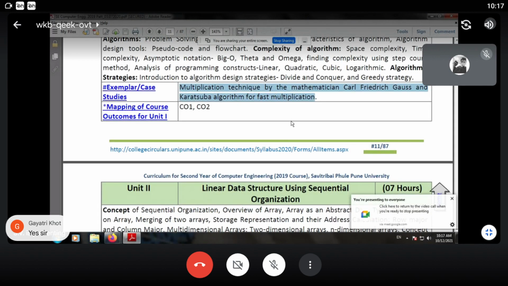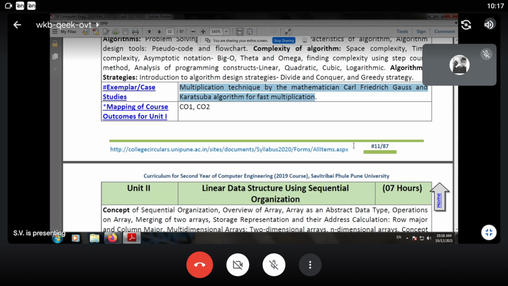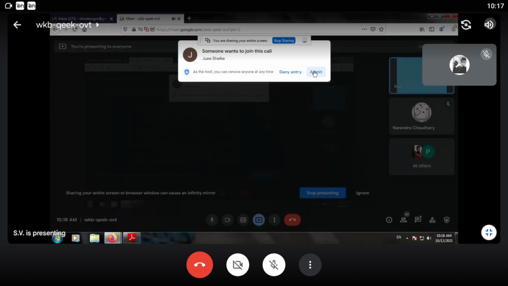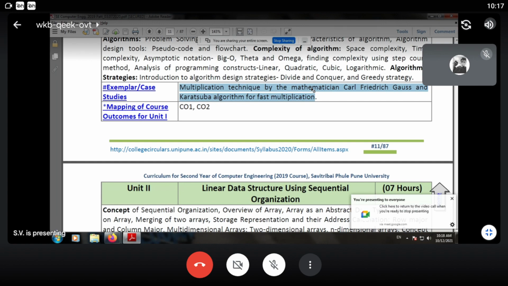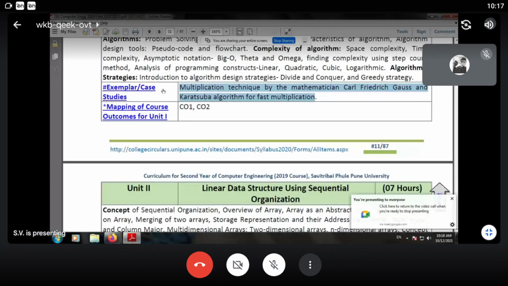So what is the first case study? It is the multiplication technique by mathematician Carl Friedrich Gauss and the Karatsuba algorithm for fast multiplication. So we have to study the algorithm and try to implement it in either Python or C++. Whatever you can do, you can take down your own notes, and you can implement your own logic to define and solve the case study. So that is the thing: what is fast multiplication, and how to do it.